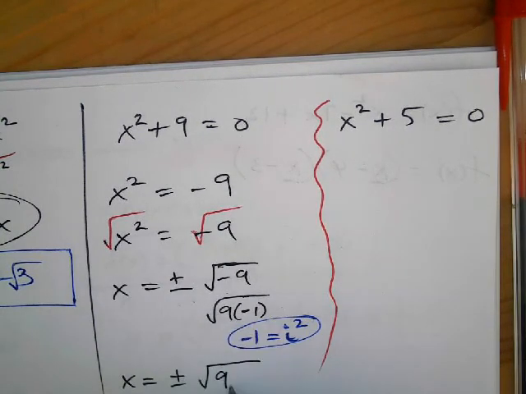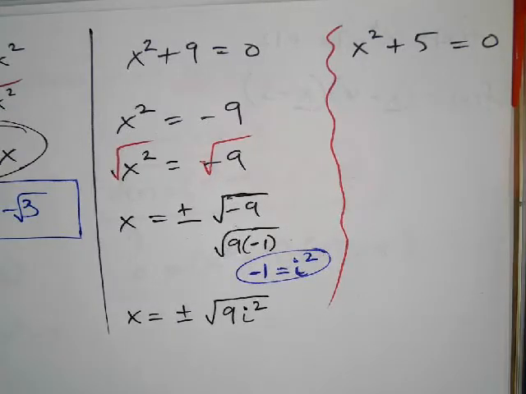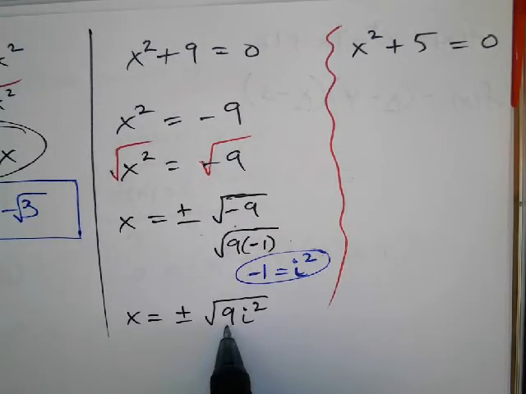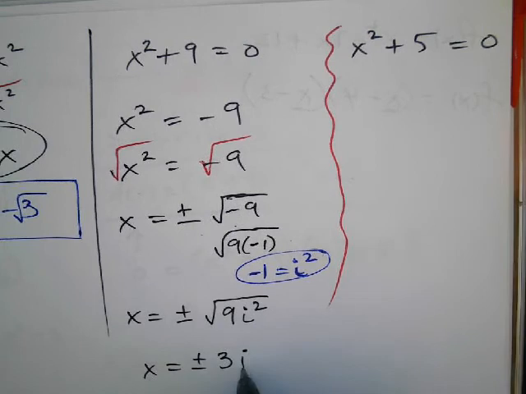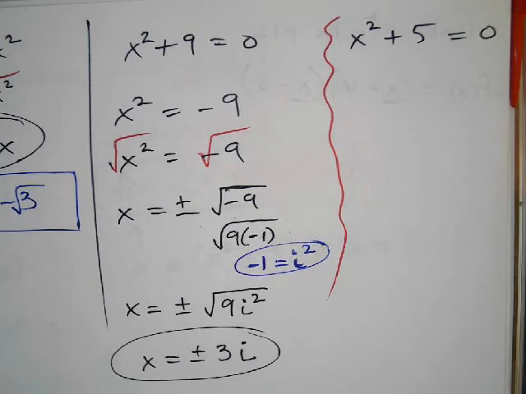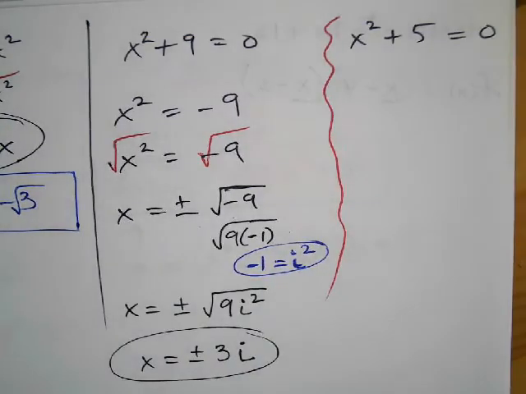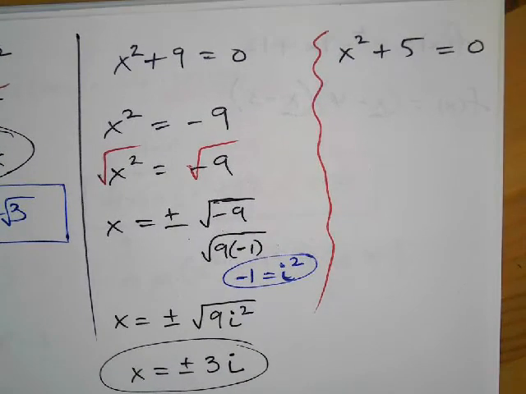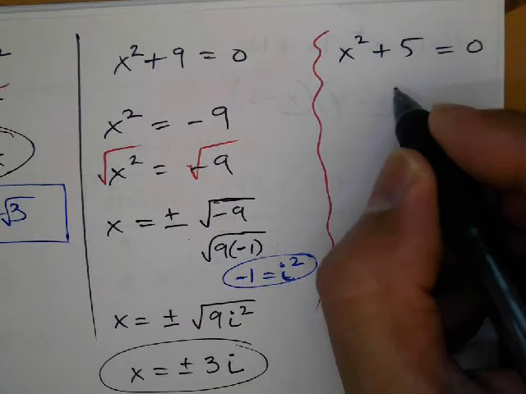So that'll be x is equal to plus or minus square root of 9, and that negative 1 becomes i squared. And now this is going to work. Both of these have a perfect square root. The 9 has a perfect square root, and the i squared is a perfect square. So x is equal to plus or minus what? 3i. Remember, the square root of 9 is 3. The square root of i squared is i. Here's my first 2, and I'm going to get the other 2 from here.